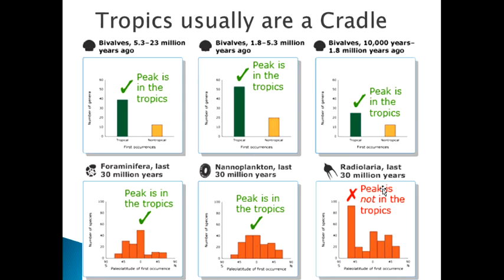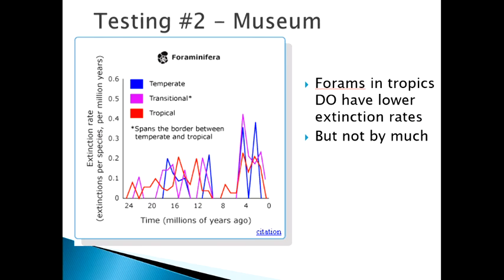So what you would do to test this is look at your group of interest, other groups of interest, and literally just count the number of things. And in fact, the tropics usually are a cradle. Testing the second hypothesis, whether the tropics are a museum, requires data on the extinction rate. And here again, you need paleontological data.